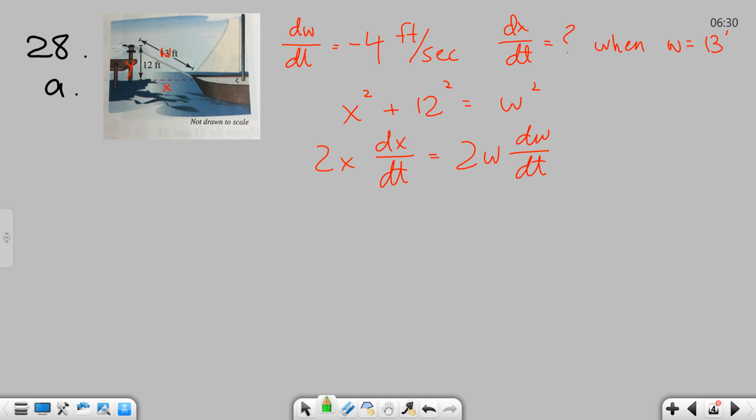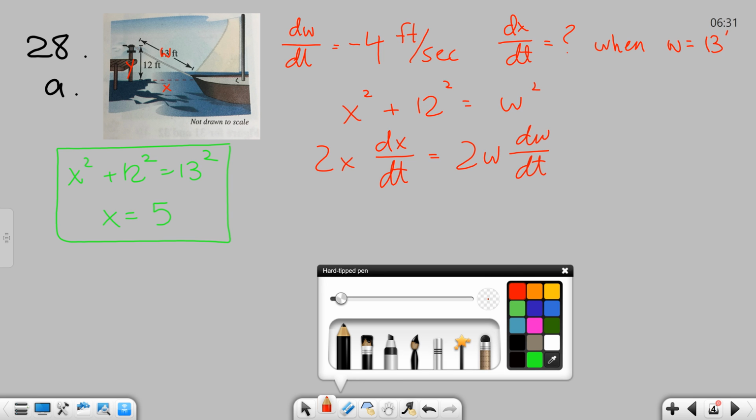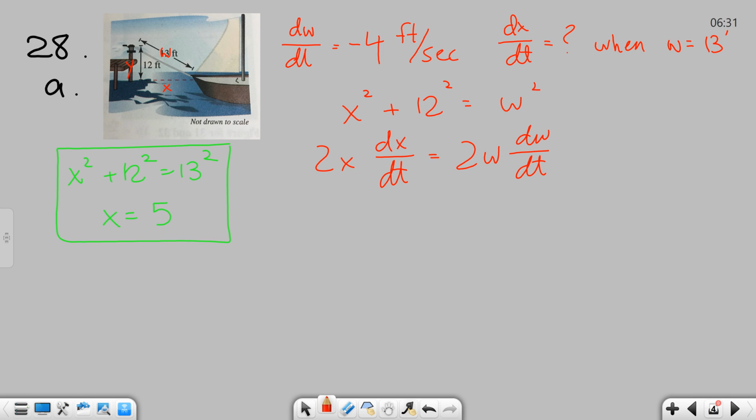And so I come back here to the original problem and I say x squared plus 12 squared is equal to 13 squared at that snapshot in time. And therefore, using your vast stores of geometric knowledge, you recognize this to be a nice little Pythagorean theorem problem again. So x is equal to 5. Therefore, we can plug and chug. This would be 2 times 5 times dx/dt, which is what we're looking for, is equal to 2 times 13 times -4.